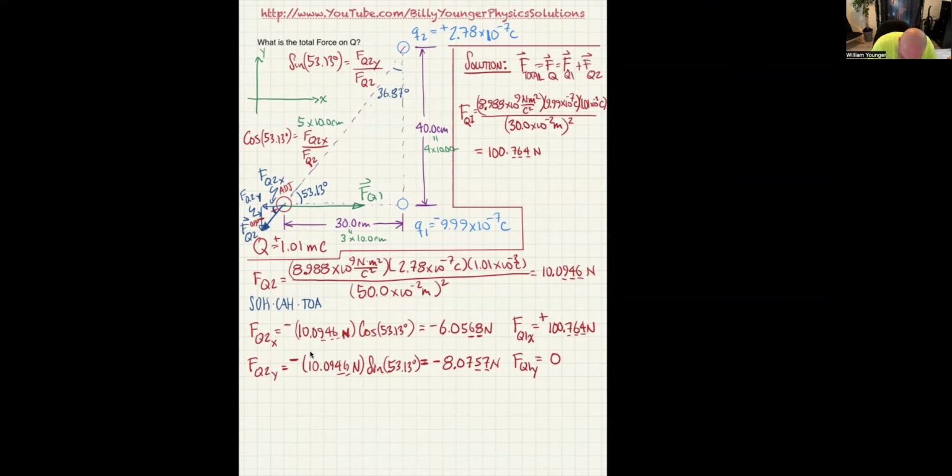So now the way we add vectors according to that formula, FQ is equal to FQ1 plus FQ2. What that means is FQx is FQ1x plus FQ2x, and FQy is FQ1y plus FQ2y.